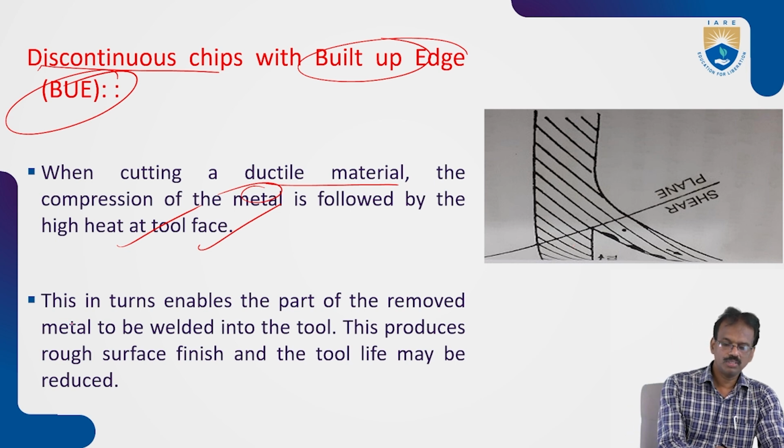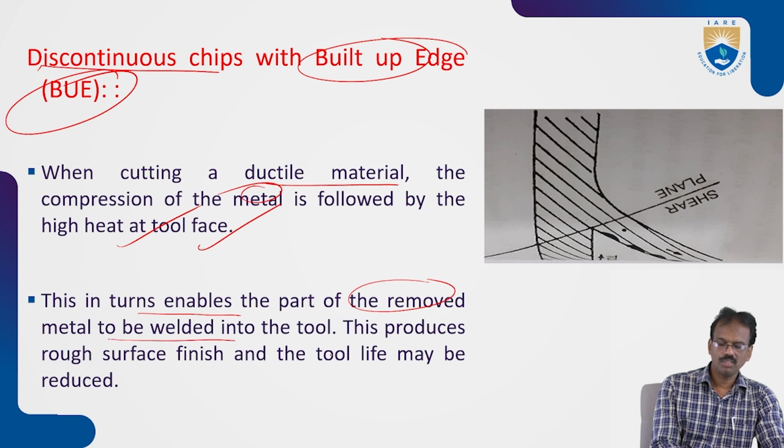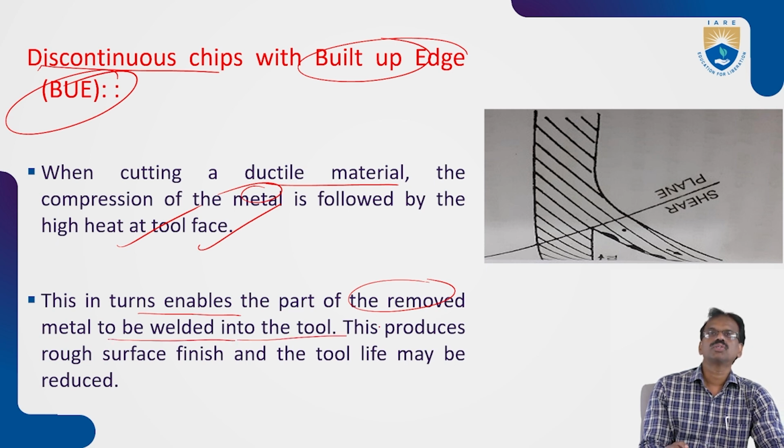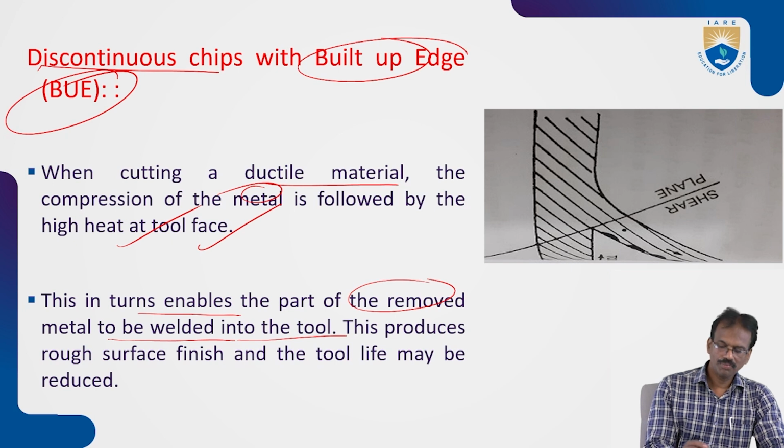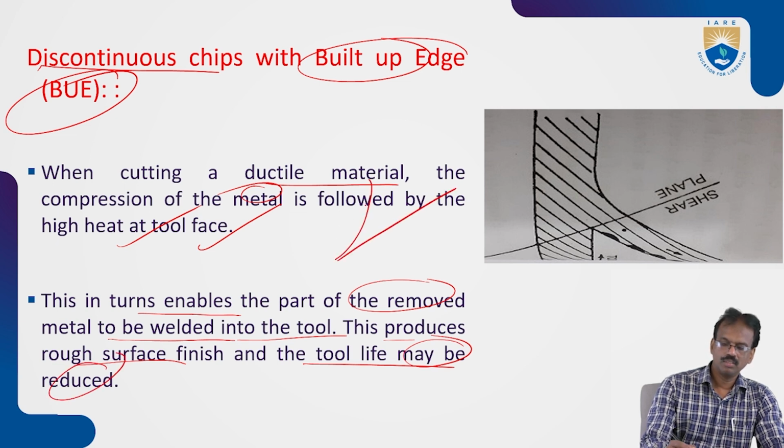This in turn enables part of the removed metal to be welded onto the tool. Because of this, we get a rough surface finishing. The tool life may also be reduced. Because of this chip formation, the interaction and heat between the chip and the tool surfaces cause some welding to occur between the chip and the tool.